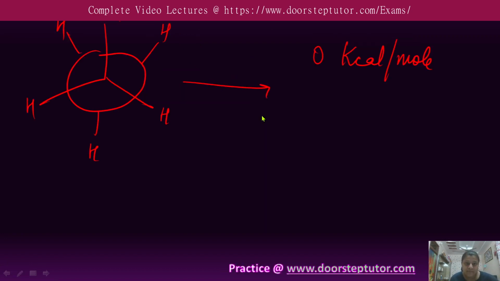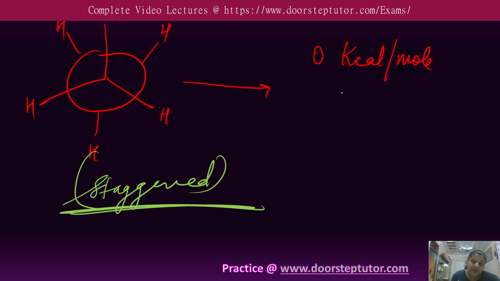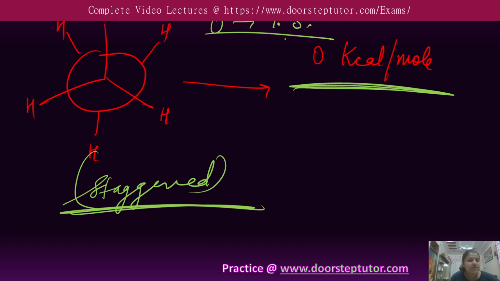Similarly, now we are observing other values. This is the staggered conformation of ethane, and the staggered conformation of ethane usually has 0 kcal per mole. Why am I saying this? This staggered conformation of ethane has 0 kcal per mole, because we have 0 pairs of torsional strain, and if we have 0 pairs of torsional strain, it means we don't have any energy value. So that's why this is more stable.